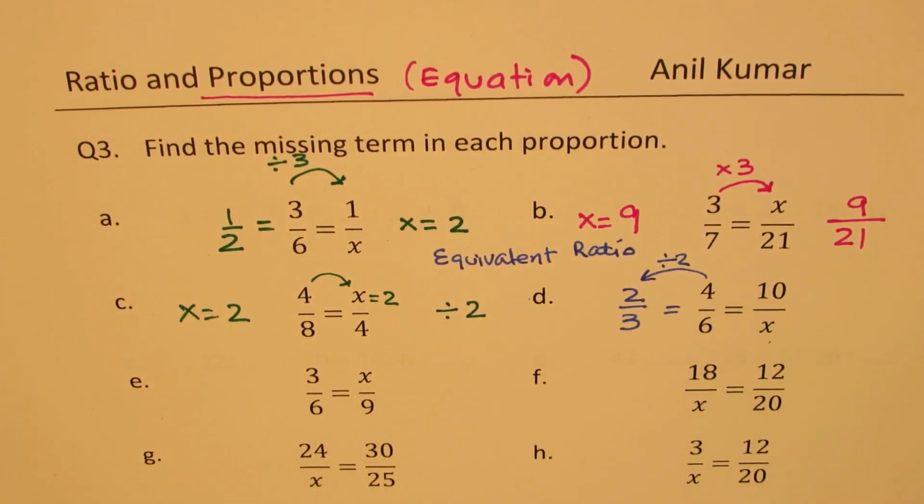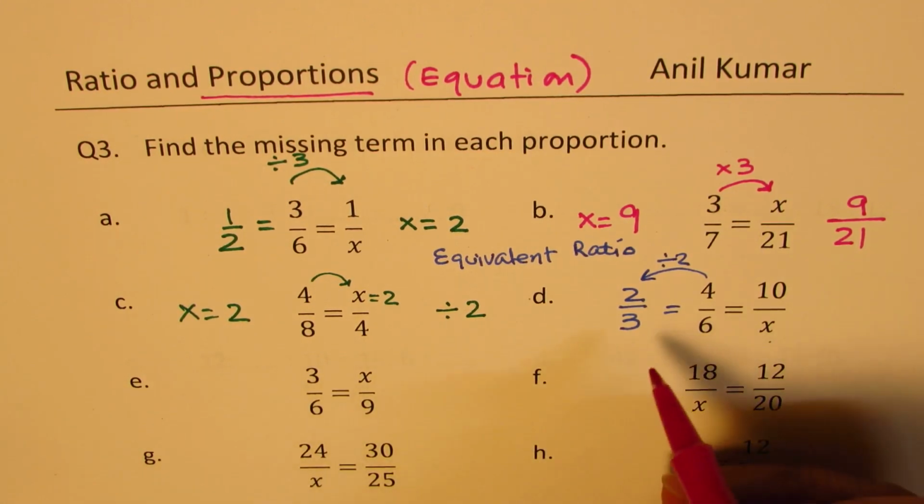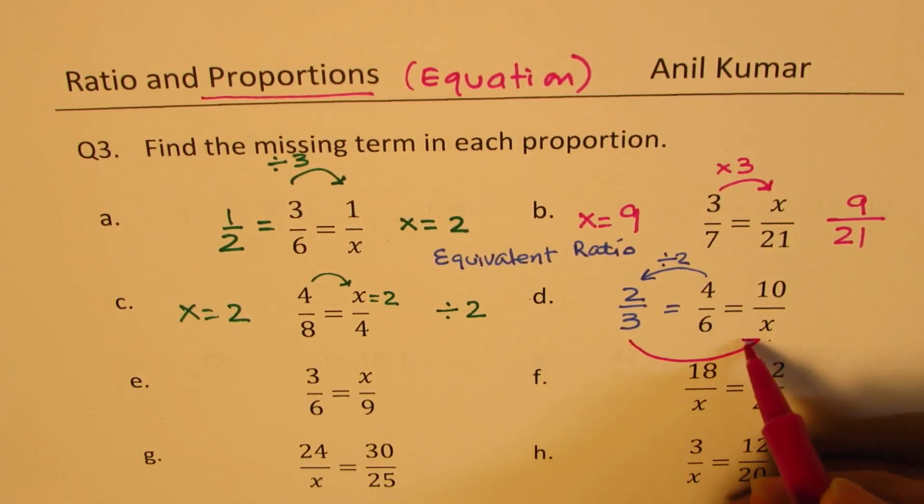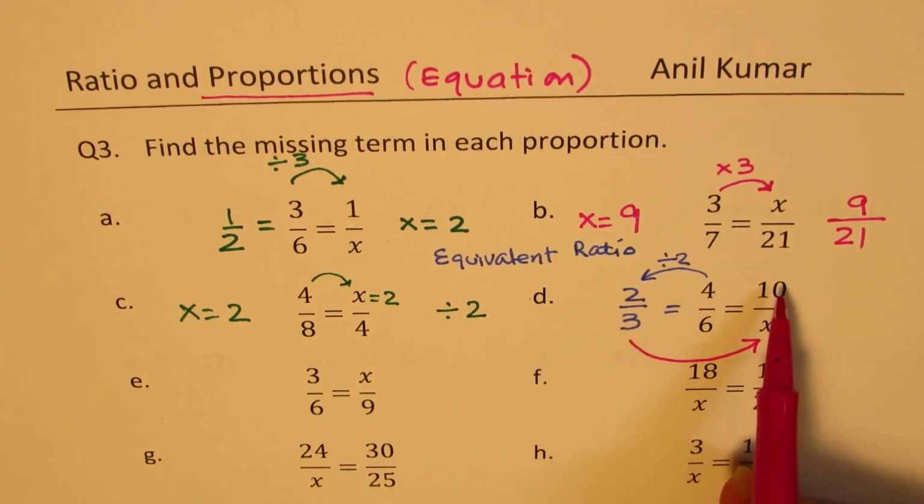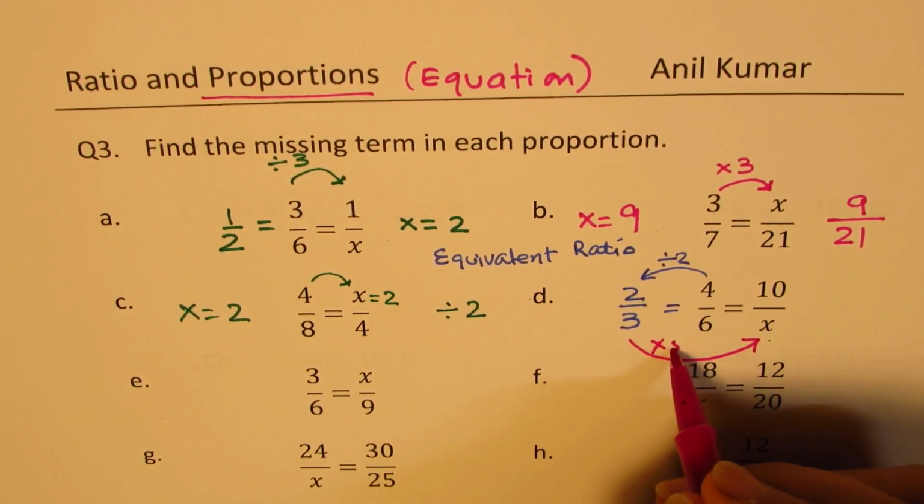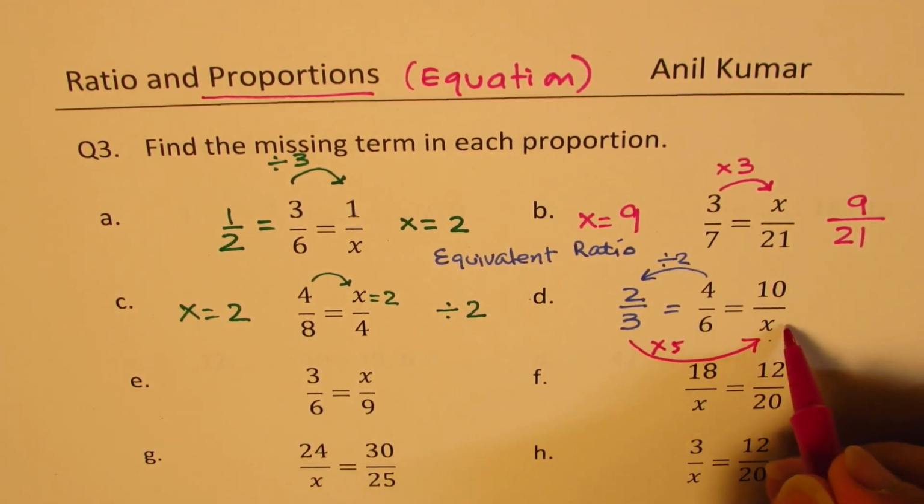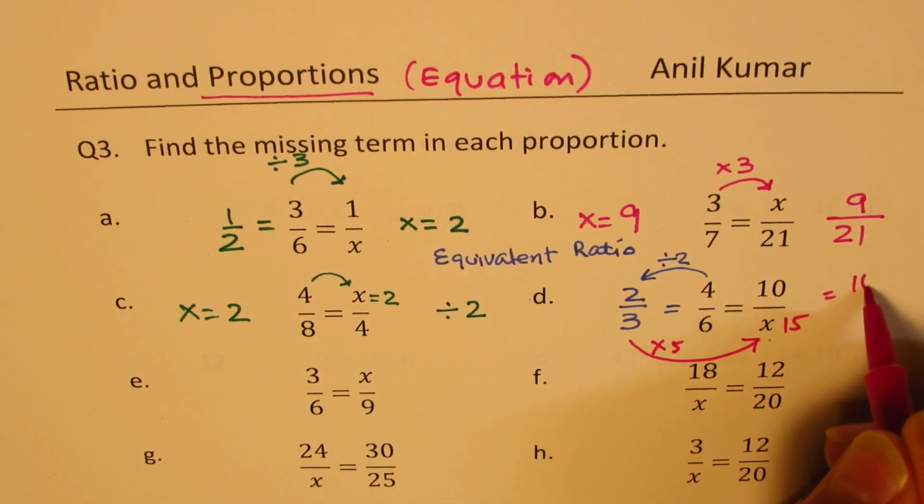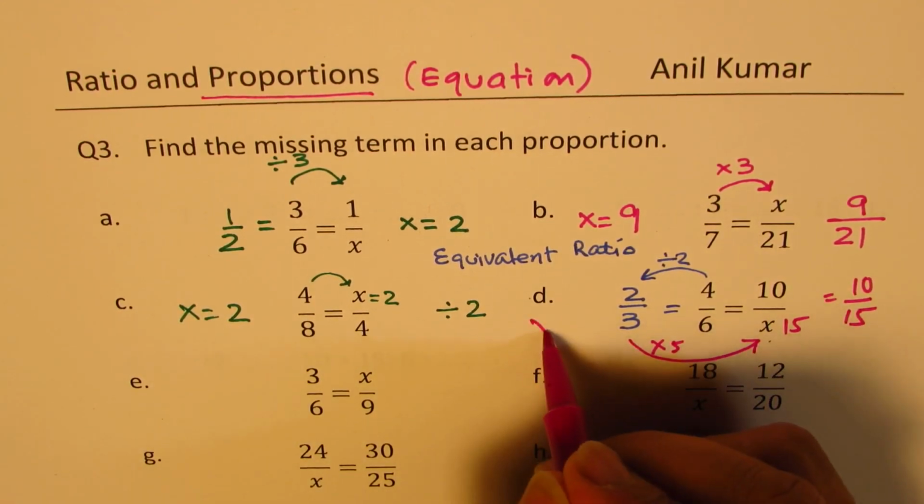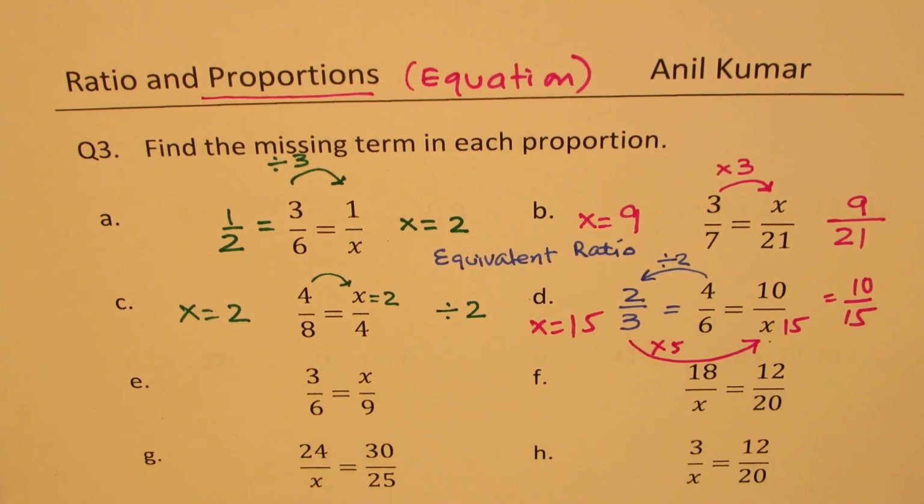Now we can see how do we get from 2 to 10. That is to say, how do we get from here to there? Well, 2 to 10 is times 5. So we have to do 3 times 5. So we get 15 here, right? So this is 10 over 15. And we know x is equal to 15 for us. Is that clear to you? So that is how you will be doing it. So it's slightly more tricky now. So I'd like you to pause the video, copy the rest of the questions and solve them. This is a very important exercise.